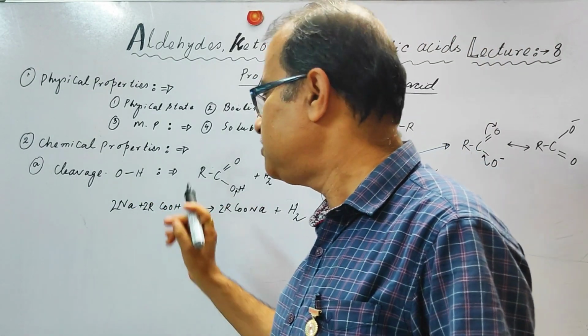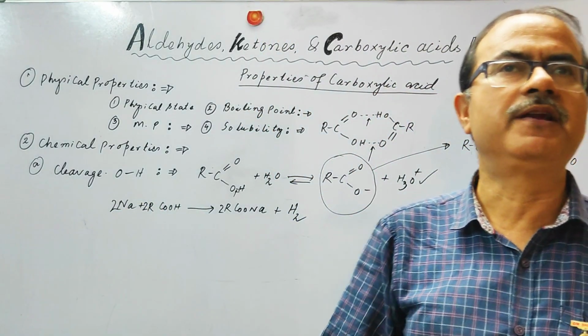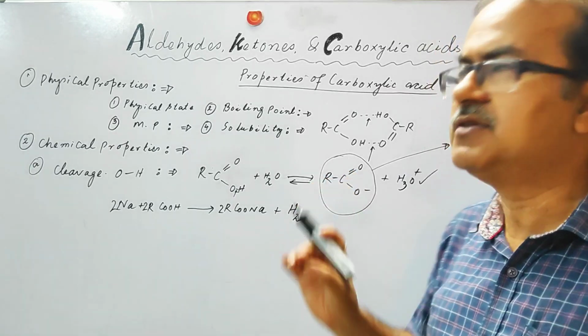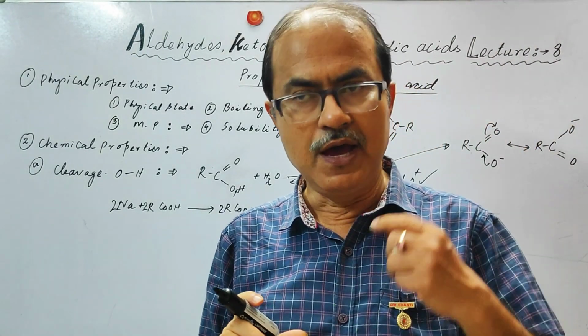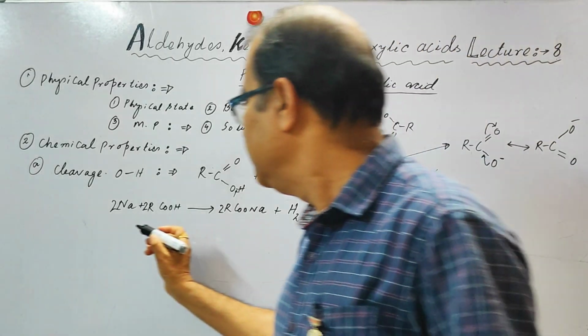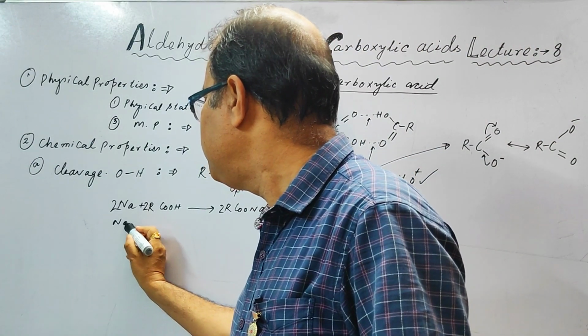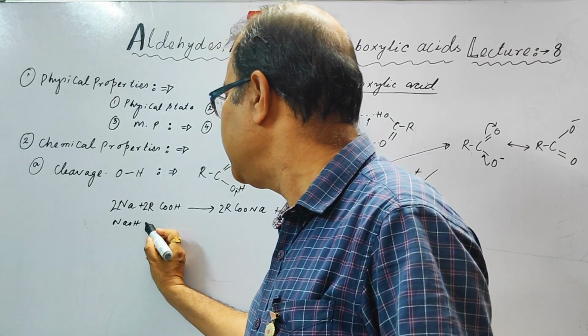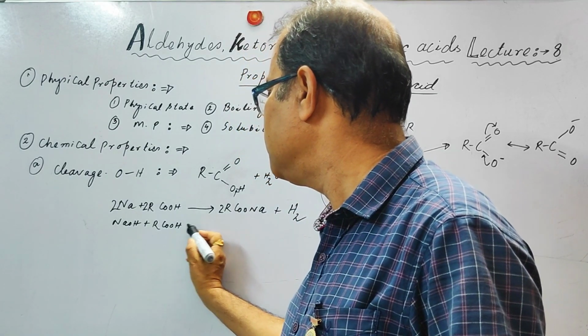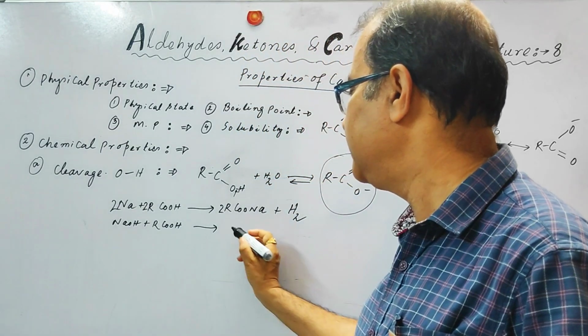This is the valence reaction. So this proves the acid property of the carboxylic acid, and this type of reaction we also see in the case of alcohol or phenol. Again, it will react with alkali and produce the salt and water.